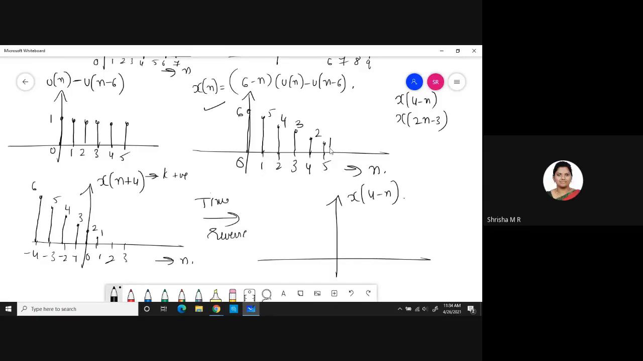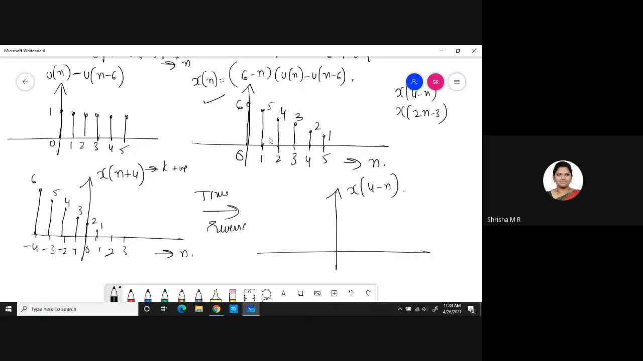Still anyone has any doubt? Just substitute the value of n at each instant, and you'll get the amplitudes decreasing. Now we have plotted x of n plus 4, which is a left shift of 4 instants, and the signal is occurring 4 seconds earlier. We have left shifted this signal, and we have to time reverse that to get 4 minus n.